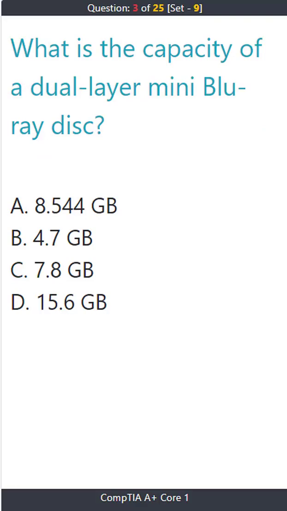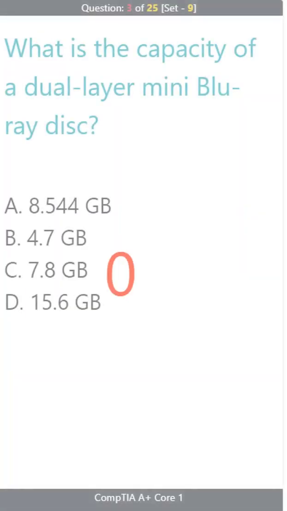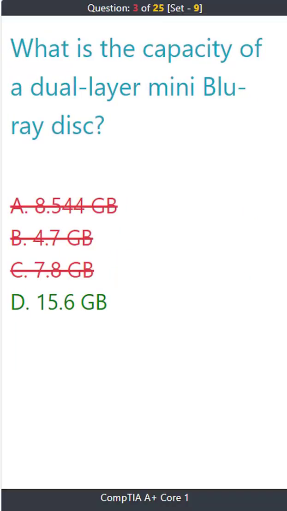Question 3. What is the capacity of a dual-layer mini Blu-ray disc? A 8.544 GB. B 4.7 GB. C 7.8 GB. D 15.6 GB. The correct answer is D 15.6 GB.